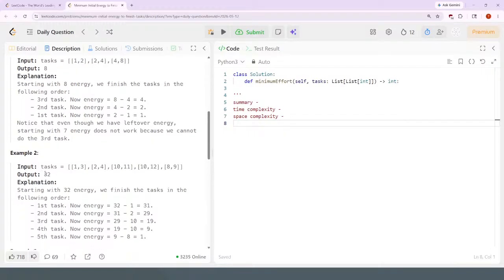So here you need to start with 32. Probably do this task first. And then you have 22, then you do this task. Minus 10 is 12, 12 is enough to do this task, minus 8 is 4. Actually, did I do the math wrong? 32 minus 10 is 22, minus 10 is 12, minus 8 is 4.